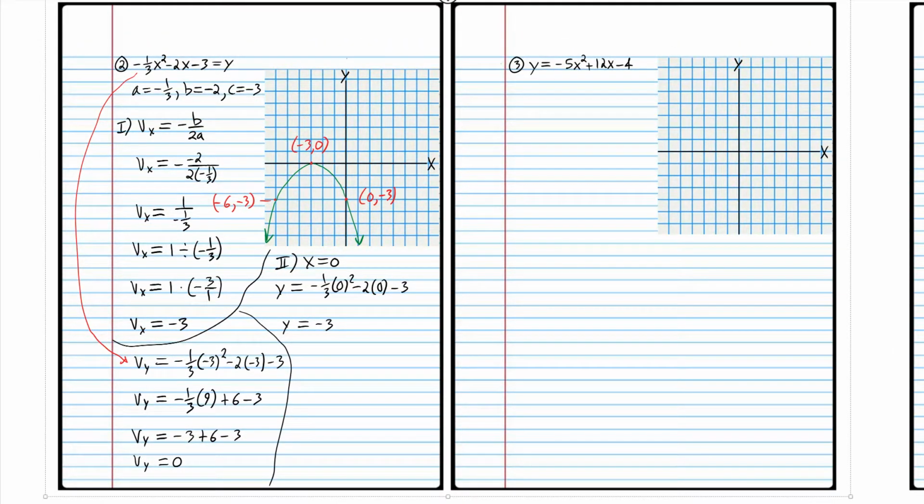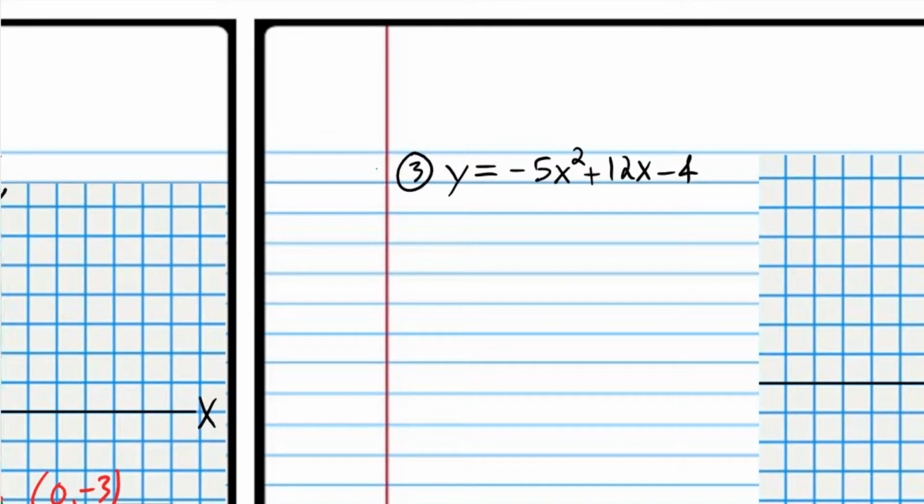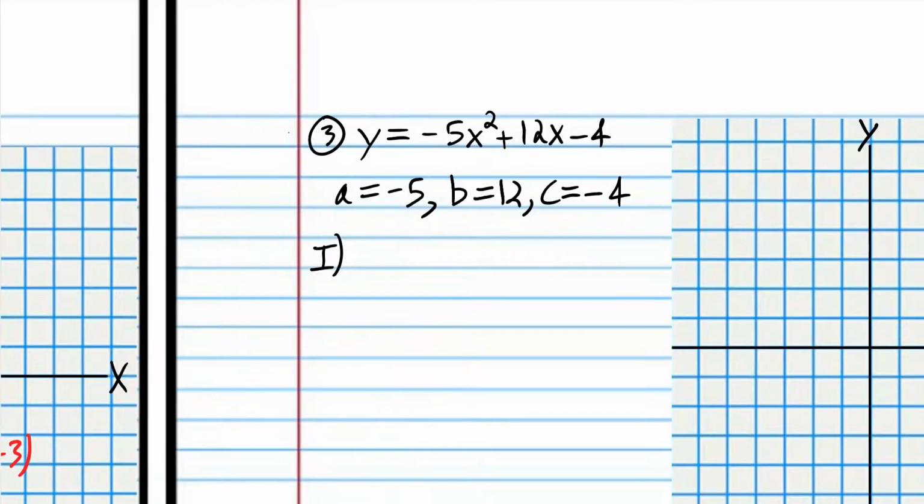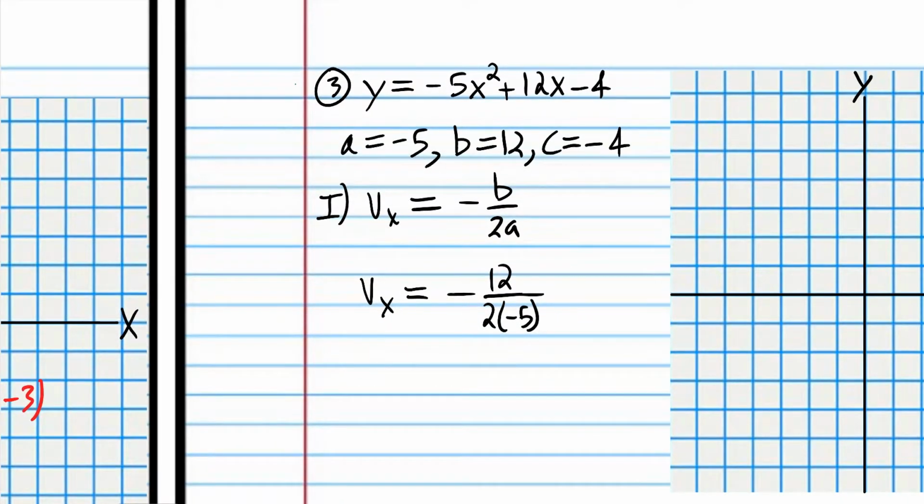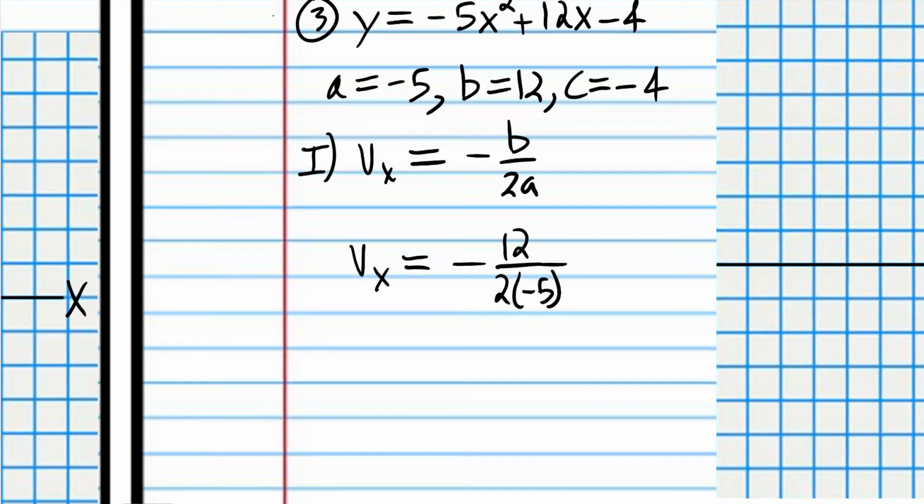All right, we're back. Let's label constants. As usual, we're going to find the x value of the vertex by using this formula. So b is 12 and a is -5. And immediately you can see that the numbers are going to get pretty weird. So that's a double negative, so it becomes positive, and 12 divided by 2 is 6.